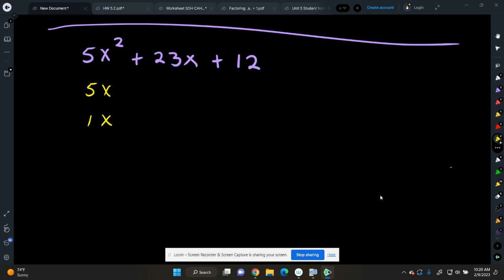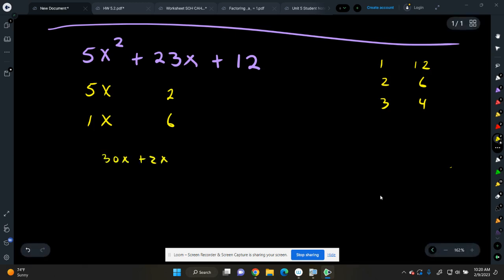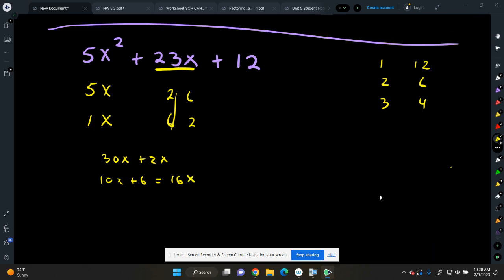Okay. So now we have to factor the 12. Again, I'm going to list my choices. 1 and 12, 2 and 6, 3 and 4. Those are my choices. Okay. Is 1 and 12 going to work? No. Let's try 2 and 6. All right. So if we cross multiply, we get 30x plus 2x. So that's not going to work because I need it to be 23x. If I switch it and make it 6 and 2, then I get 10x plus 6x. That doesn't work either. So 2 and 6 didn't work. Okay. So let's try 3 and 4.